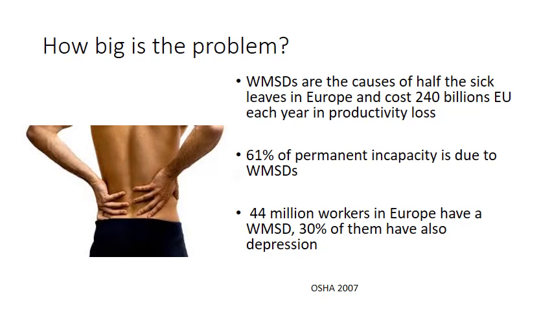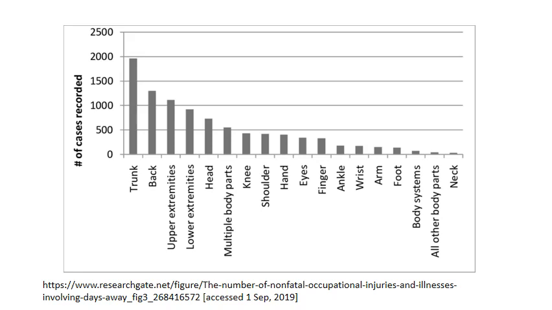But anyway, depression can affect their treatment, and also their work productivity in the future, even when they go back to work. By far, back pain is the most common WMSD all over the world. This graph shows different injuries based on body parts, and you can see that the trunk, back, and upper extremities are the most common sites for work-related injuries.